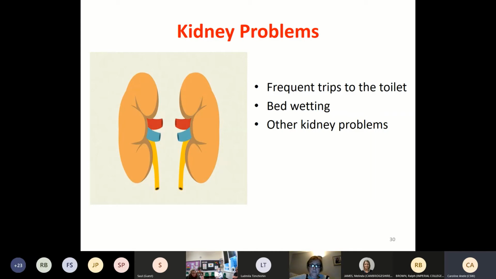The other problems are that because of the sickling that can happen in the blood vessels of the kidney, it could lead to other kidney problems, and so it's not uncommon in sickle cell disease in adulthood for people with sickle cell disease to need a kidney transplant. And so it's so important that we monitor their kidneys.